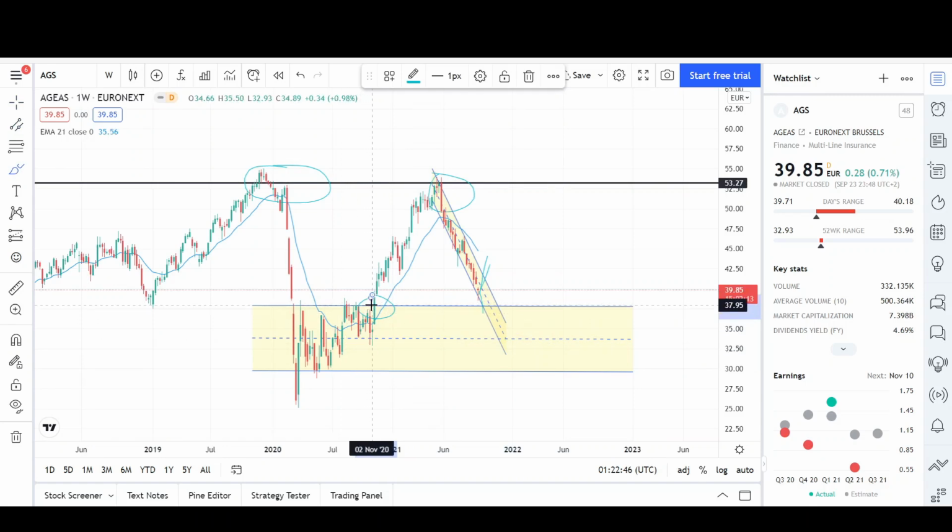Usually a breakout, we get something like this and then a continuation higher. So we didn't come back to test this level, so it looks like price action wants to come back to test this level, and that's where a lot of buying is. So we could see a big bounce from right here. It's not guaranteed, but it could happen.